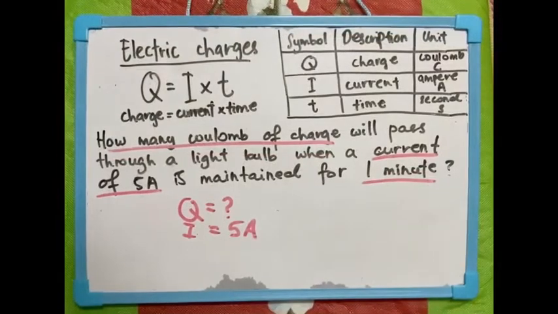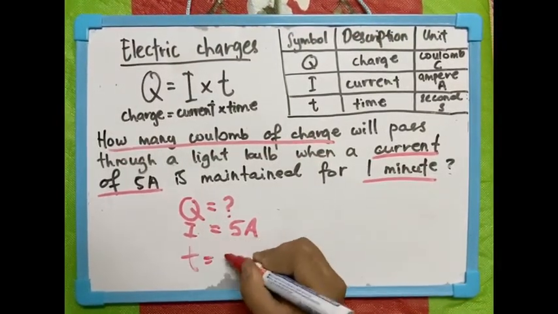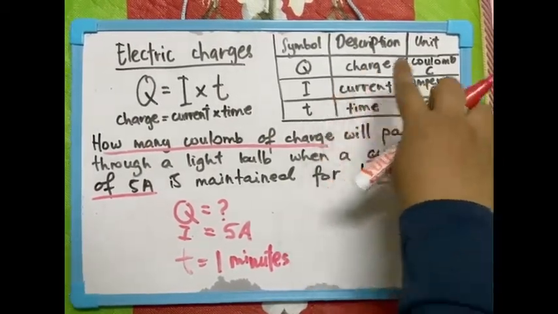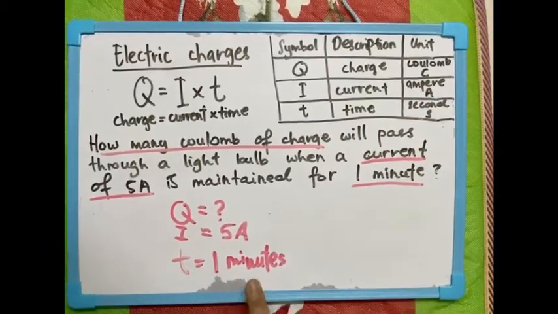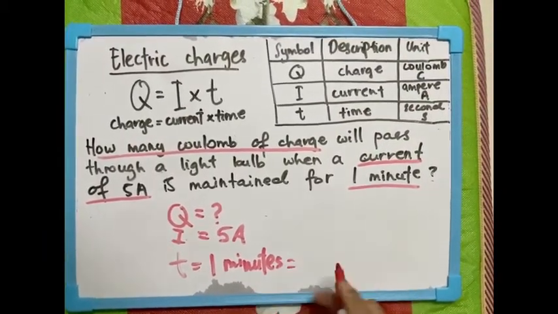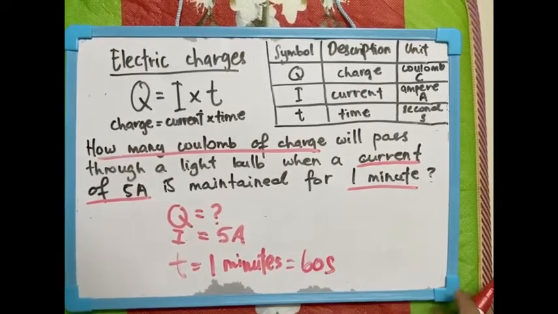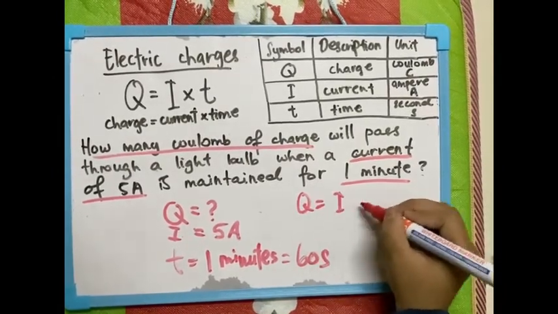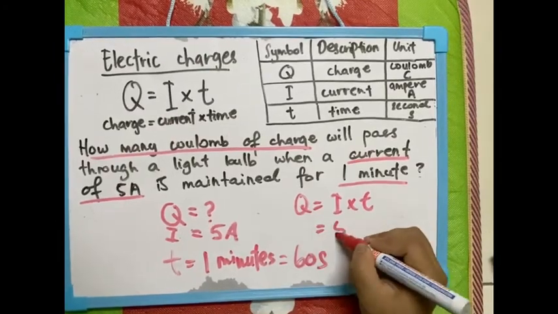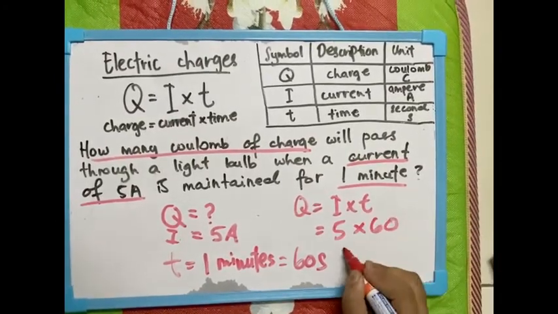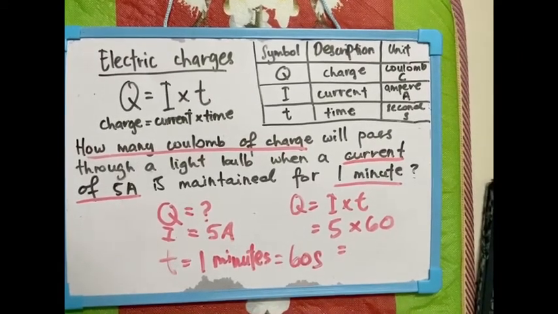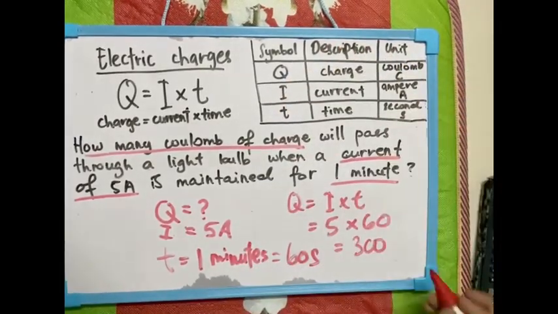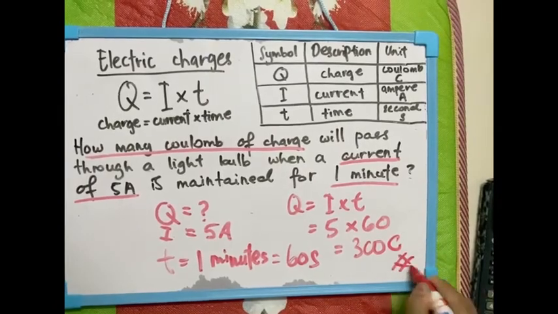And T is 1 minute. So from here we know that the unit for time is second, so you have to convert minute to second. So 1 minute equals 60 seconds. So we use the equation Q equals IT. So Q equals I times T. I here is 5 times T 60. So 5 times 60 is 300. The unit for Q is coulomb. Alright, so that's all for question number 1.